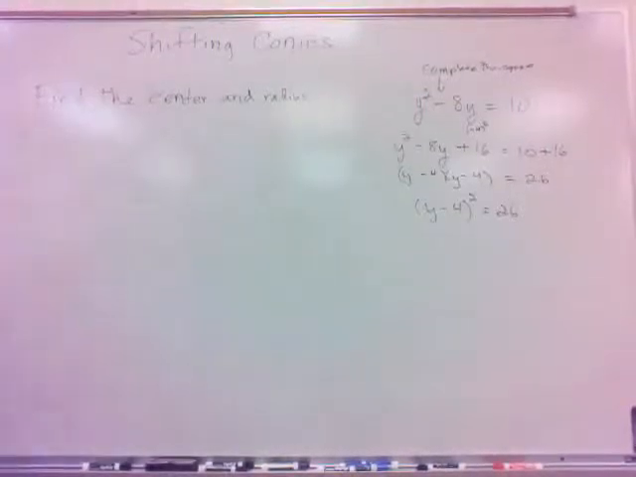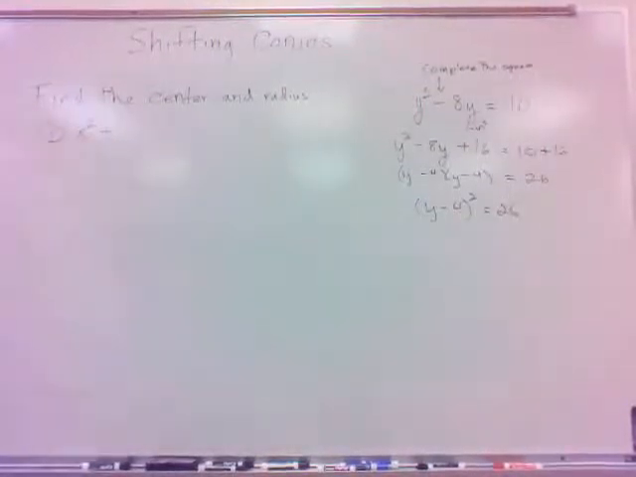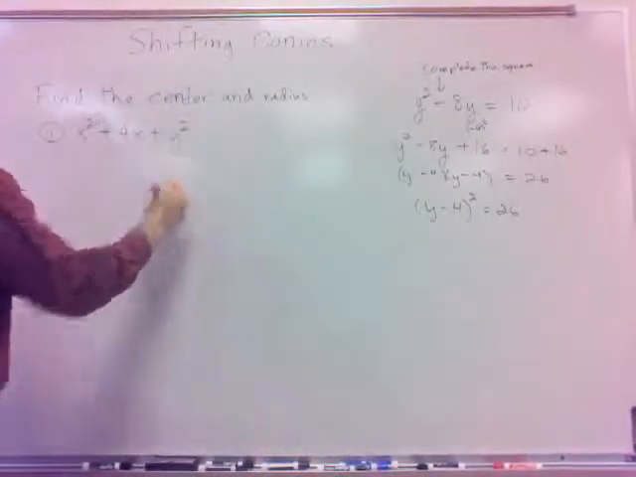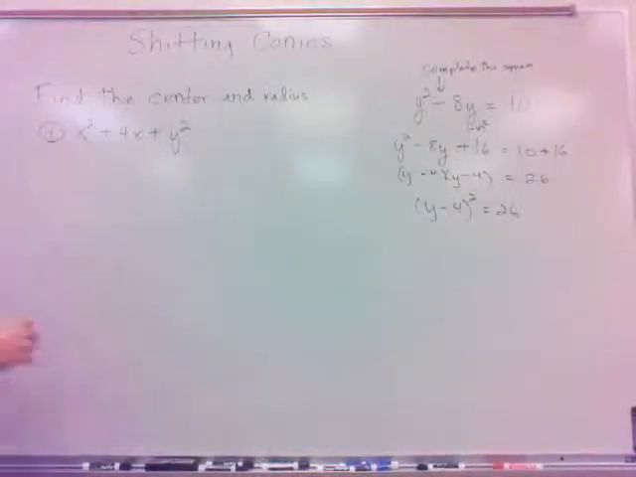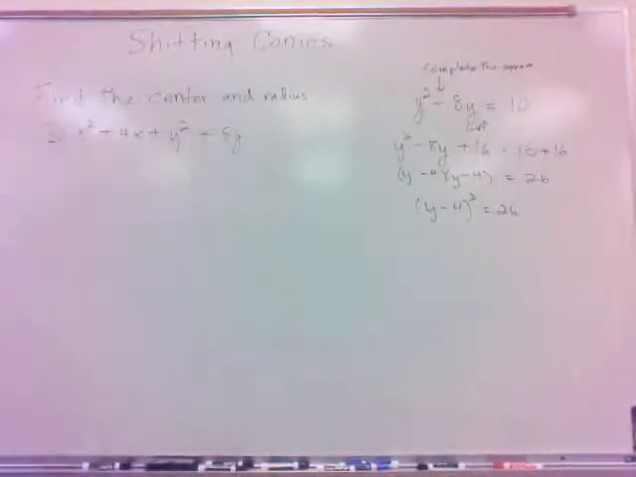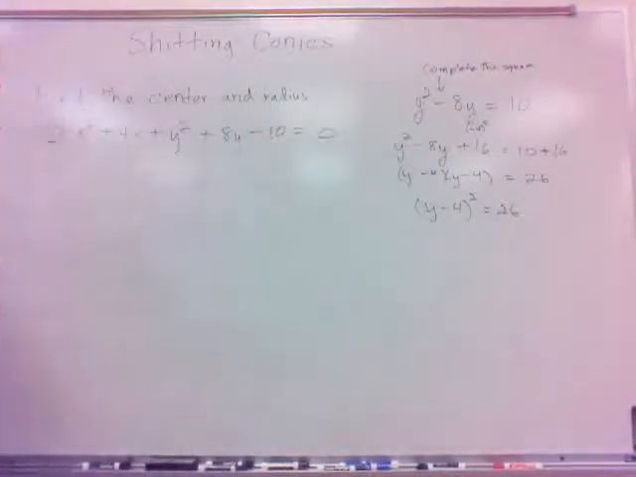Number 1, x squared plus 4x plus y squared plus 8y minus 10 equals 0. Yeah, it turns out this is a circle, and we'll see that when we get to our final format here.